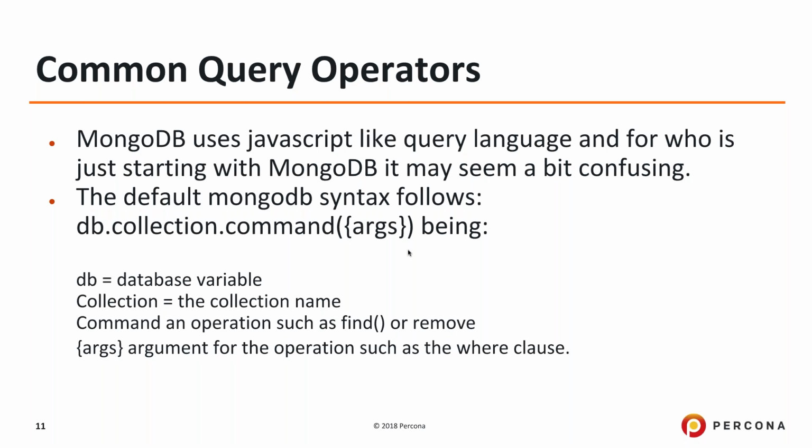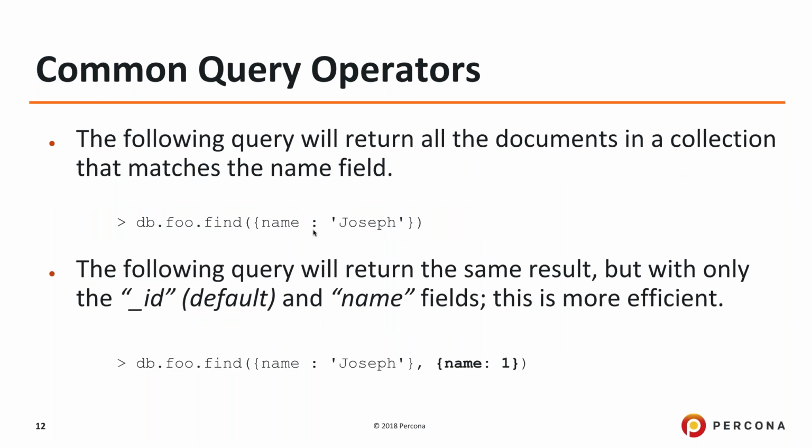The second line here is showing an example of a Mongo command: db.collection.command. Breaking this down, db is the database variable in the shell. Collection here is the collection name, similar to a table in MySQL. And after the collection comes the command that you want to run on that collection, which usually takes in a JSON list of arguments. We'll show some examples of that.